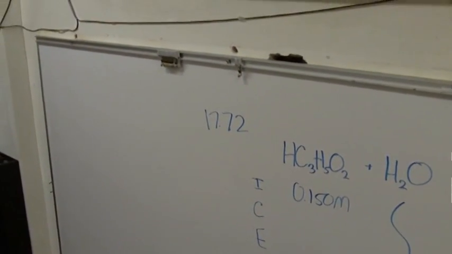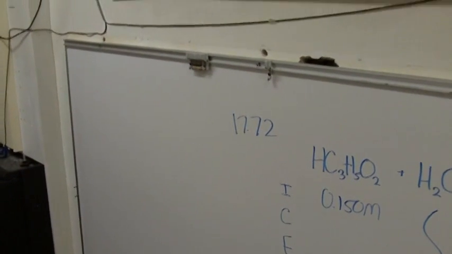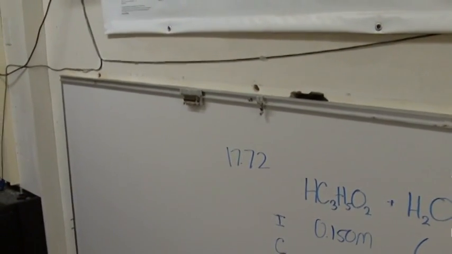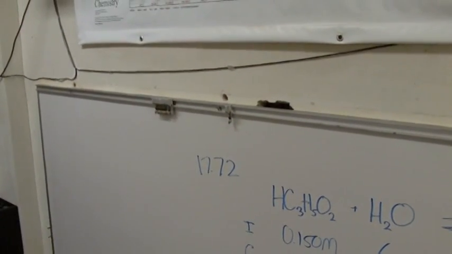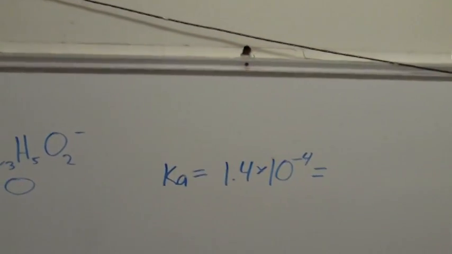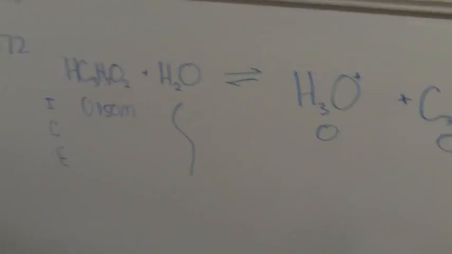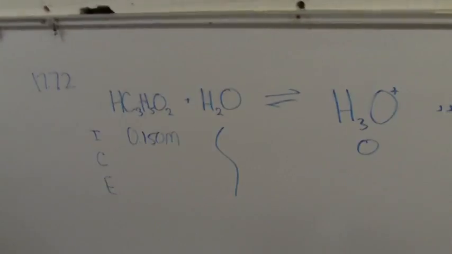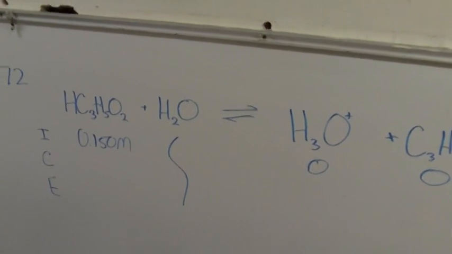Okay, 17.72. What are the concentrations of all the solute species in 0.150 molar lactic acid? What is the pH of the solution? This acid has a Ka of 1.4 times 10 to the negative 4. For a problem like this, we're going to use an ICE table. Basically, I'm just going to use ICE tables for everything in this chapter, so just get used to them.